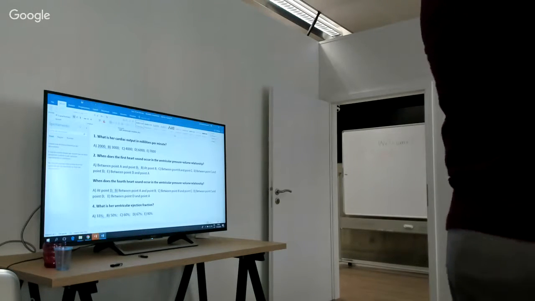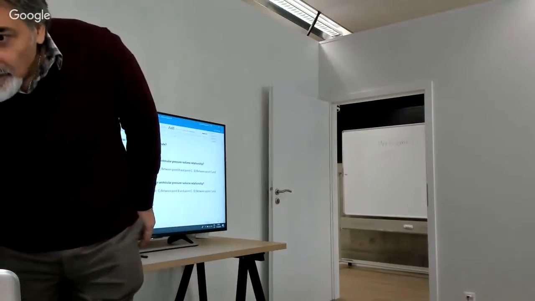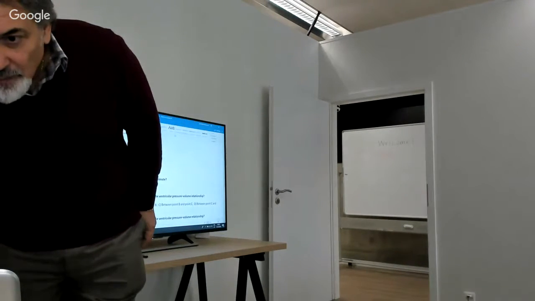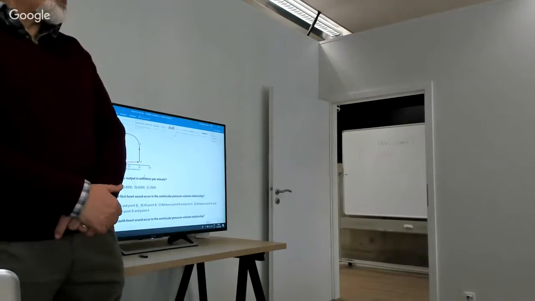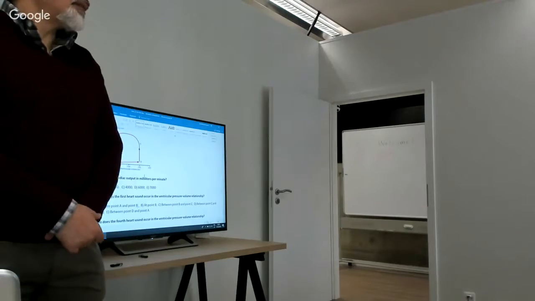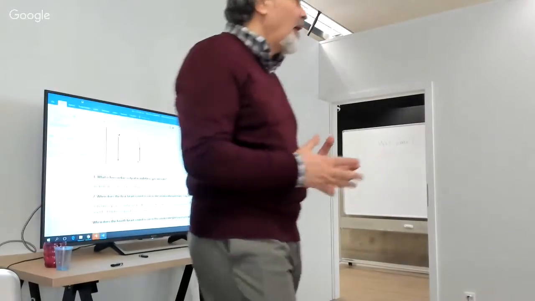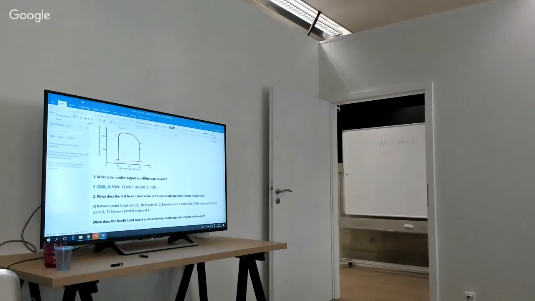How much is the end diastolic volume? Do you remember, or do you need to see the PV loop? How much is the end diastolic volume? 150. How much is the end systolic volume, or the residual volume? 50. The minimal volume? 50. Yes. How much is the stroke volume? 100.